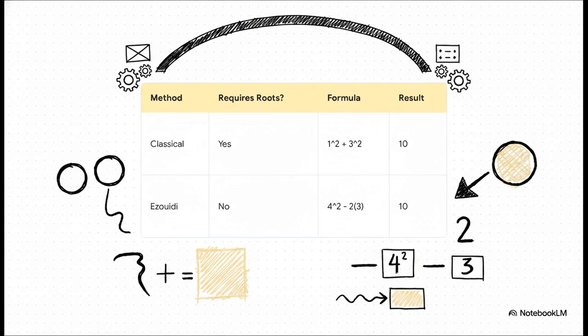Check out the classical row. You'd need the roots 1 and 3, square them, add them up, and you get 10. But look at the Ezouidi row right below it. By leveraging the second theorem, we just take our coefficient of 4, square it to get 16, and subtract 2 times our other coefficient of 3. 16 minus 6 equals 10. We got the exact same result, the sum of the squares, without ever once touching the roots.